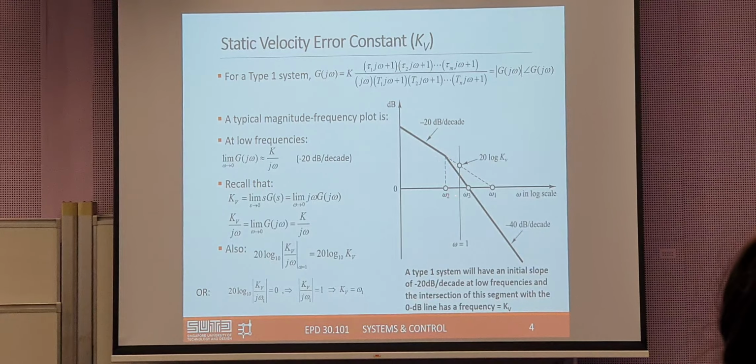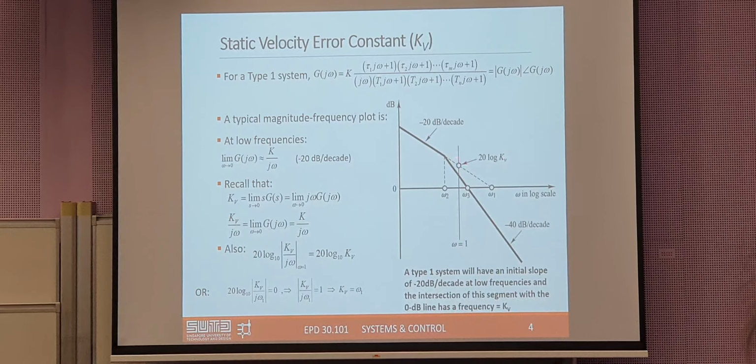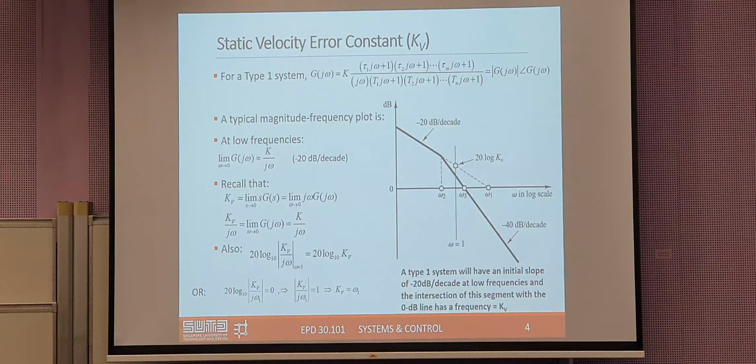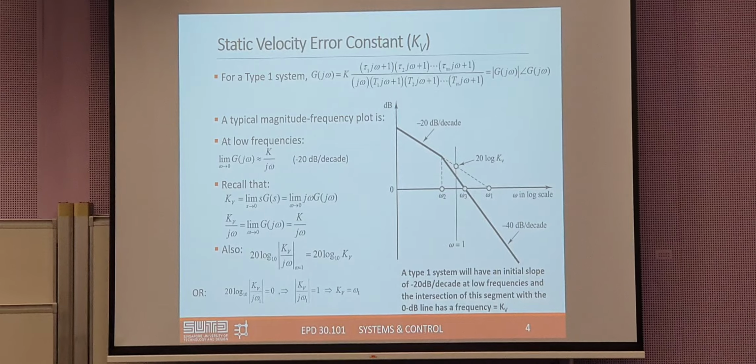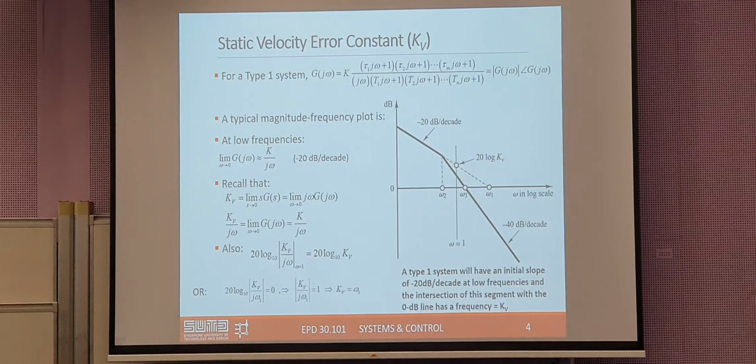The other way is we find omega equals 1. You draw this vertical line all the way here and you intersect this line. This point here will be 20 log KV. And from there you read off the graph and solve for KV. Most people like to do the omega 1 method. Most people. Up to you.